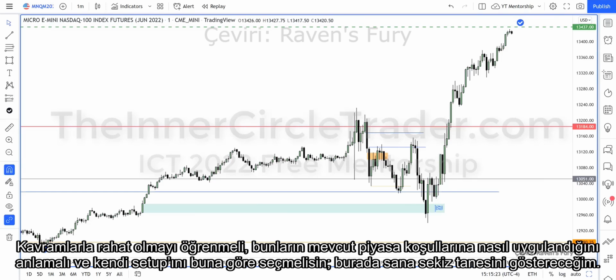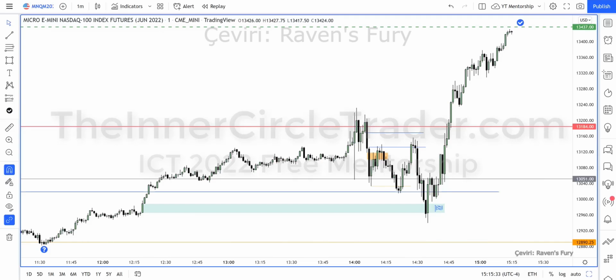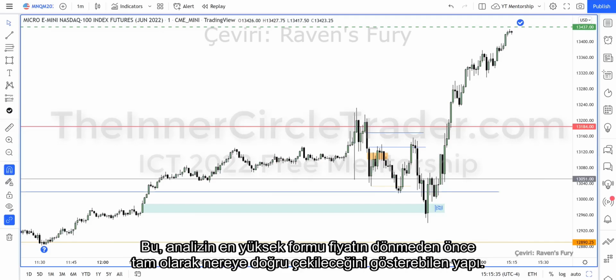And I'll show you 8 of them in here. That way you'll know that this is what you're looking for and it fits your criteria. And you may not take any of the other 7 out of the 8. But the main one here is obviously the one I highlighted. It's the highest form of analysis, where we can see exactly where it's going to draw to before it turns around.